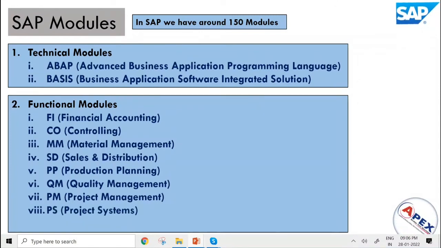PS, project system, is a combination of this PM. And next we have warehouse management. Warehouse related activities will be done by WM people. Okay. So you are thinking that, sir, we have 150 modules. Which module do we need to opt for, right?